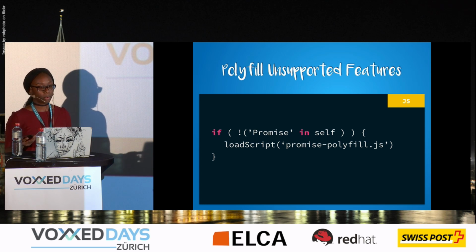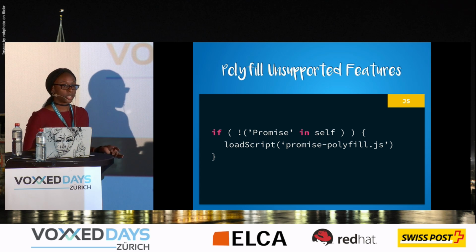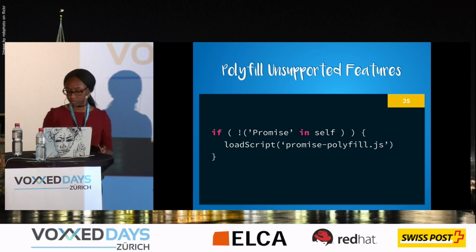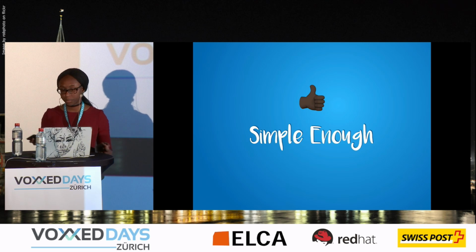So if, for example, a browser doesn't support native promises, we can just add that functionality ourselves with a polyfill. So that's pretty simple enough, progressive enhancement with JavaScript.